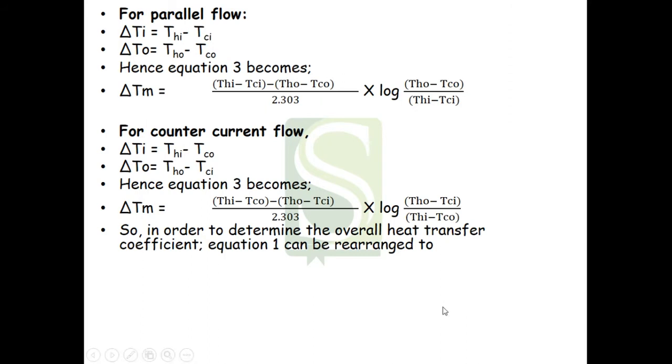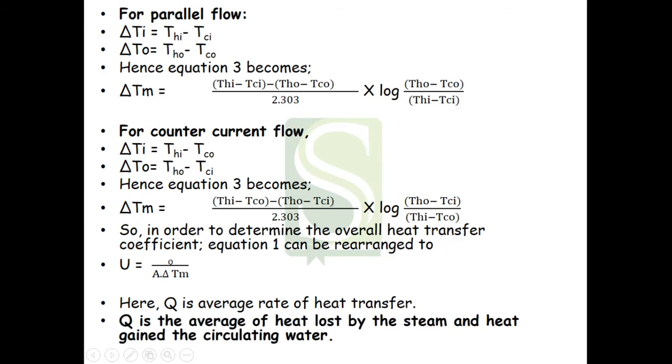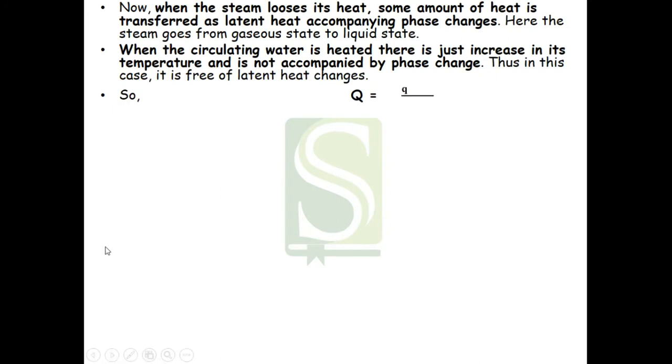So in order to determine the overall heat transfer coefficient, if we rearrange equation 1, we get overall heat transfer coefficient is equal to Q upon A into delta Tm. Here Q is the average rate of heat transfer, the average of heat lost by the steam and heat gained by the circulating water. When the steam loses its heat, some amount of heat is transferred as latent heat accompanying phase changes. Here the steam goes from gaseous state to liquid state. When the circulating water is heated, there is just an increase in its temperature, not accompanied by phase change. This is very important.